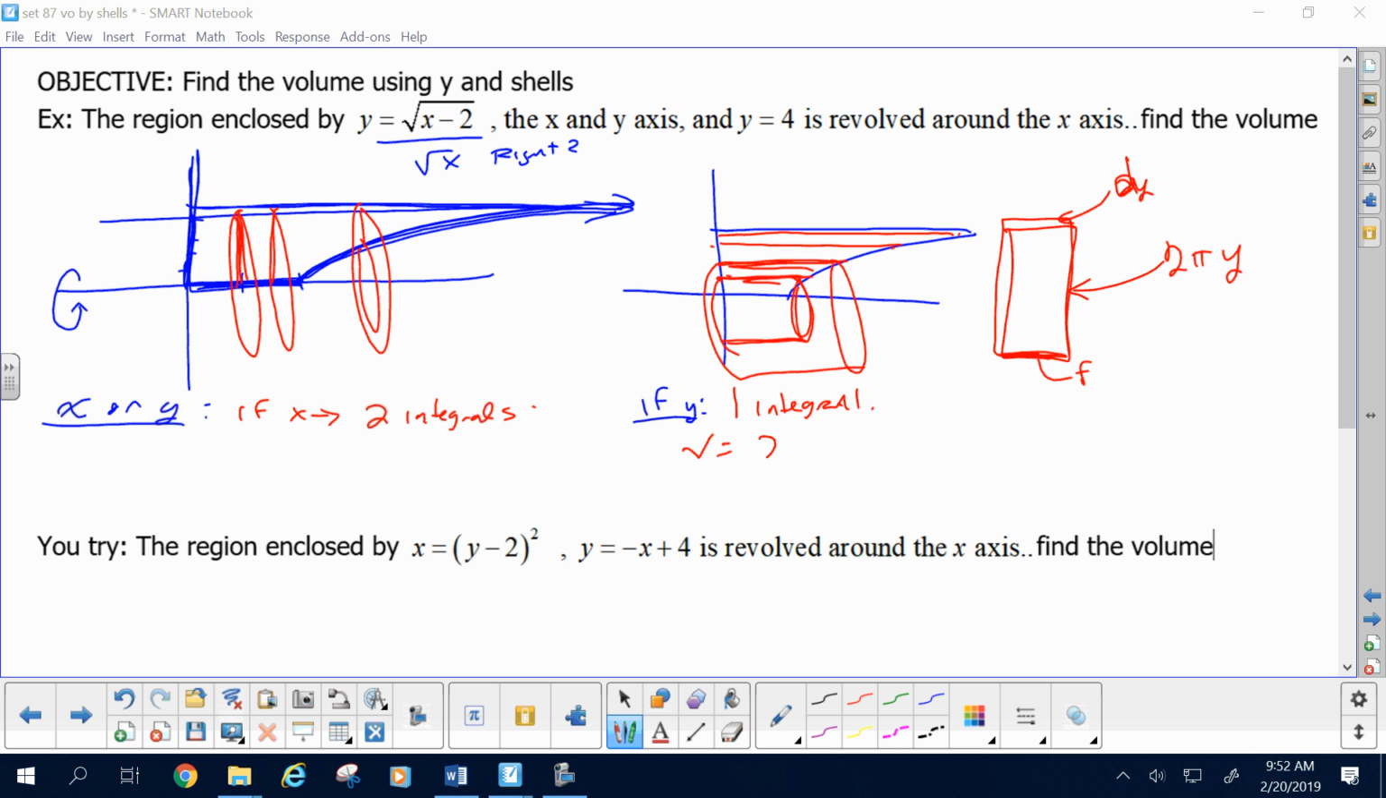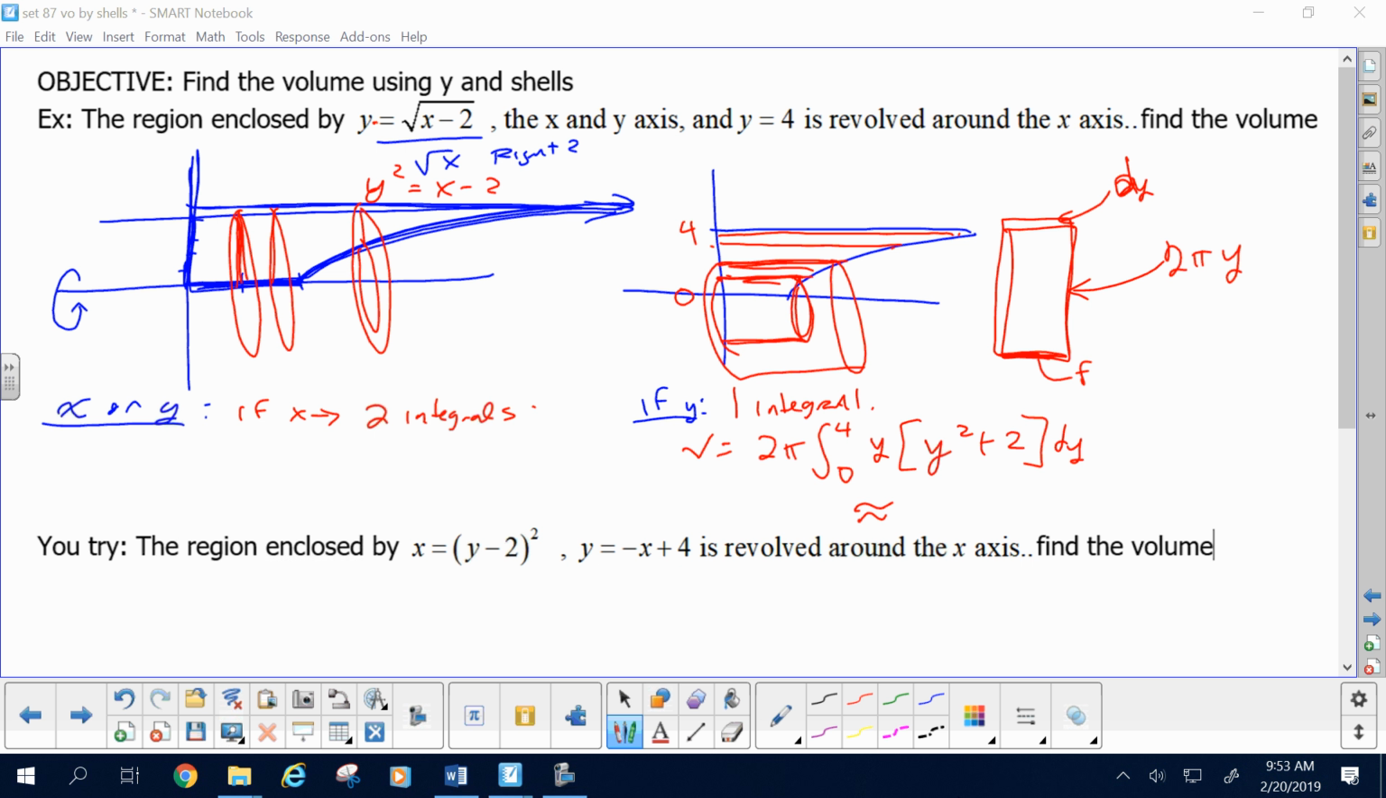So the integrand would look something like 2 pi, and what are the limits of integration? 0 to 4, the low y to the high y, of y times the function. Now the function isn't given in y terms, it was given in x terms, so we need to rewrite that. What is the function in y terms? y squared plus 2. Okay, so you sometimes have to do a little rewriting and put it in y terms. Integrate that, and you're good.